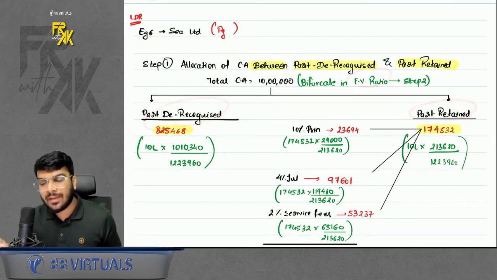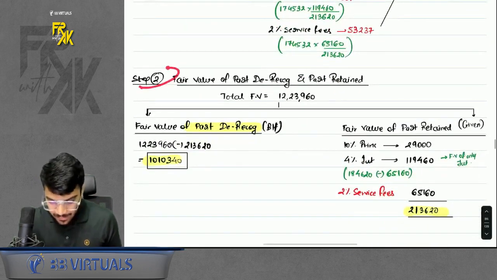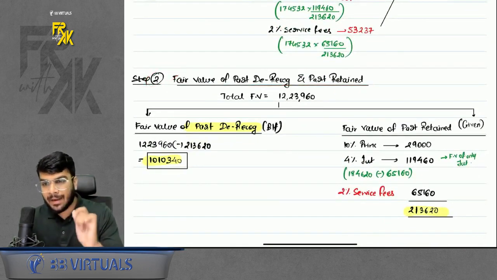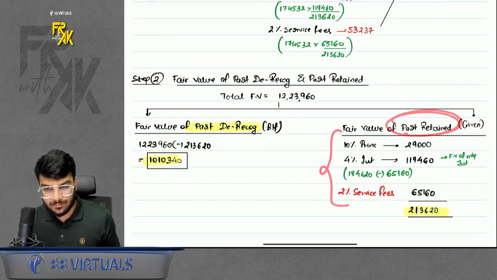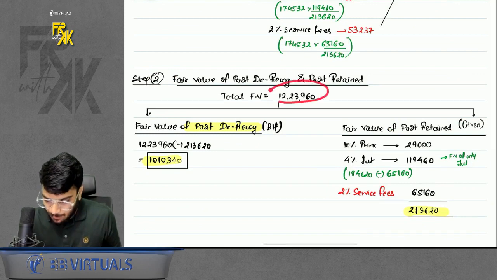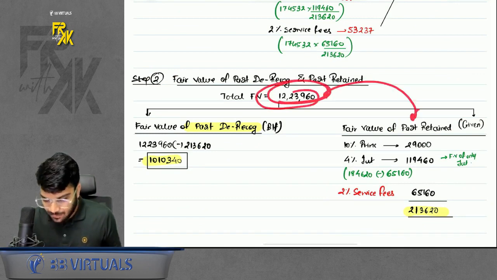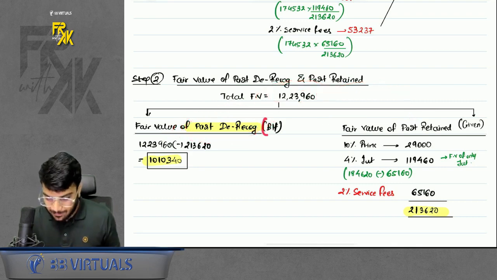So I will bifurcate in the ratio of fair value. My next step is finding the fair value of the part retained and the part derecognized. The fair value of the part retained is given in the question. If you read the question, you will find it. So if total fair value is this much, and retained part fair value is this much, you can find the fair value of part derecognized by using the balancing figure.